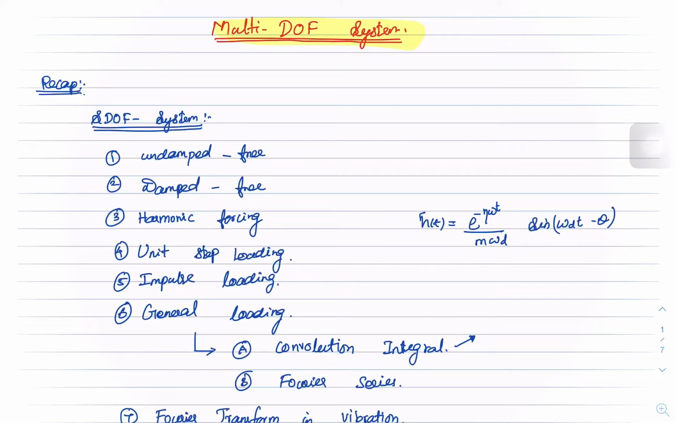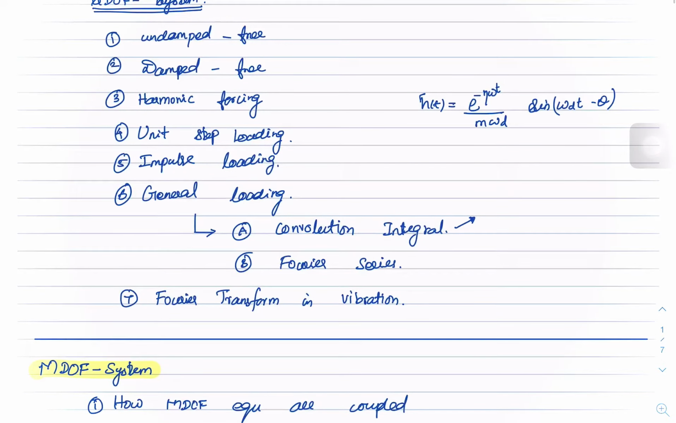Then we saw that this can be done equally with the use of Fourier series, where we consider the signal is periodic with a time period T. Then we studied the Fourier transform, which is a very important tool to convert time domain response into frequency domain response. So then we concluded with these things as single degree of freedom system.